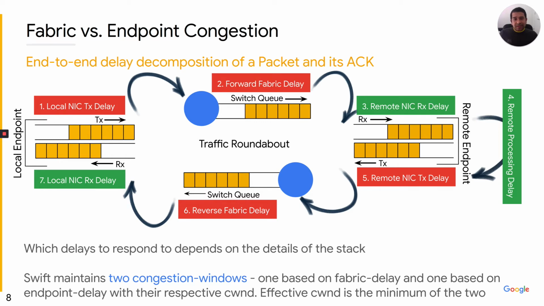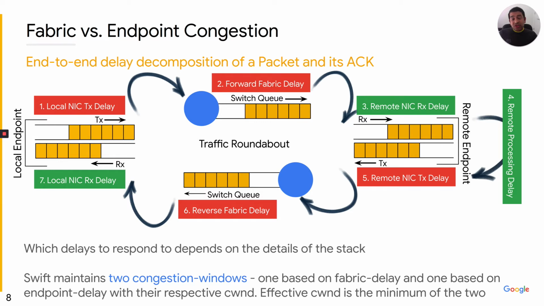So the packet first spends some time in the local NIC queue. It then goes through the fabric, arrives at the remote NIC. It waits for some time before it is processed by the remote stack. Then there is some processing delay involved, which is the time that it takes to generate the ACK. The ACK itself sits in the remote NIC queue. Then it goes through the fabric. Eventually, it comes to the local endpoint and waits in the NIC queue before it is processed by the local endpoint. So here, through the use of hardware and software components, we are able to measure these delays.